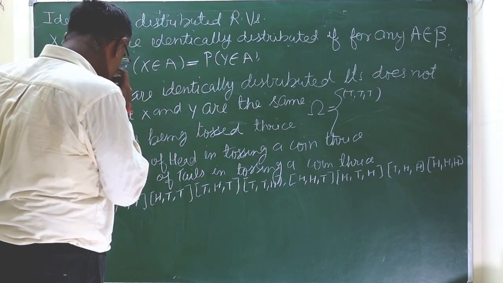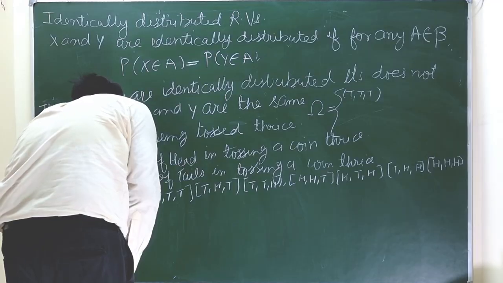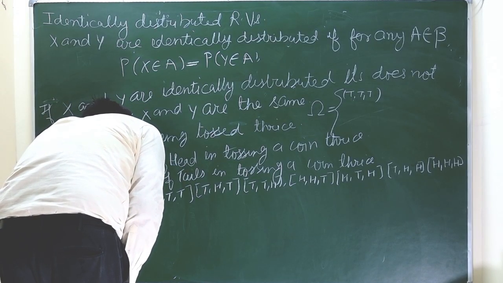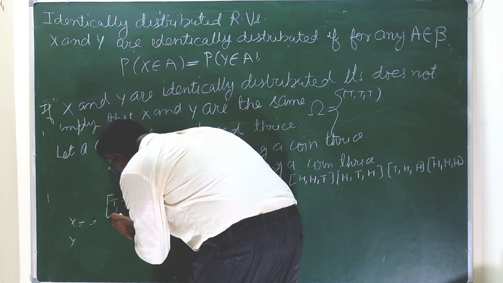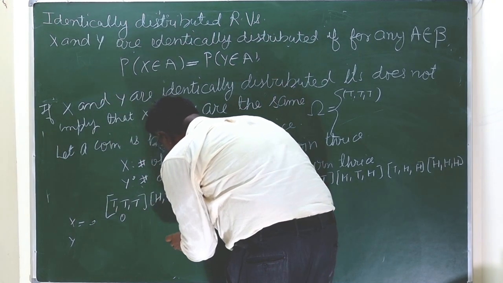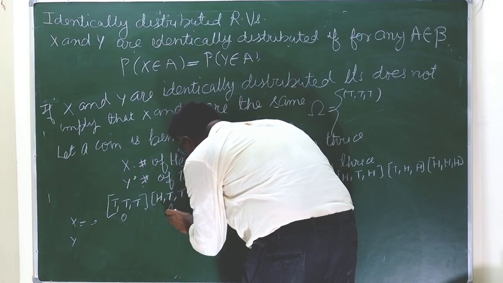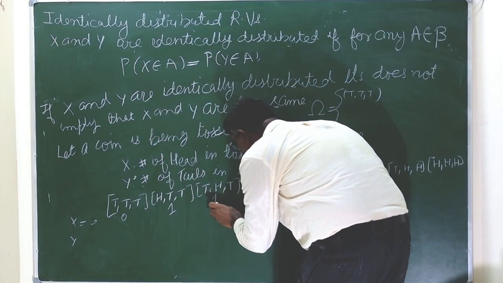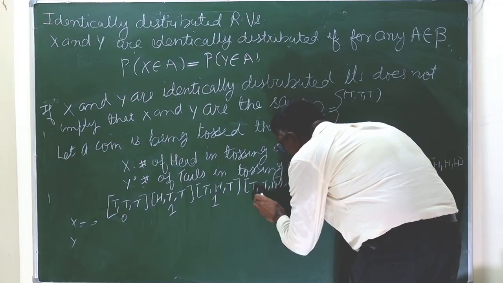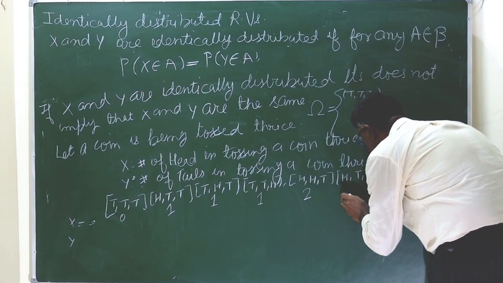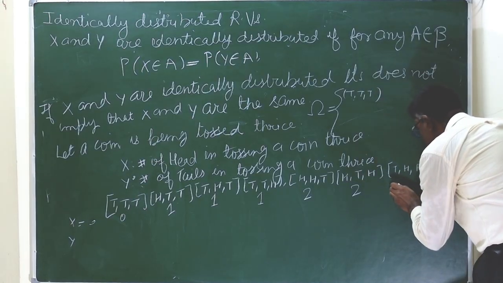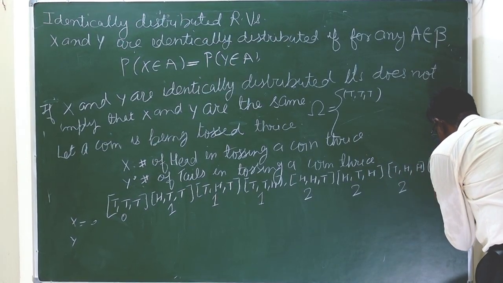So what will be the probability that x is equal to 0? Here the value of x is 0. Here the value of x is 1. Here also x has the value 1. Here also x is having the value 1. Here x is having the value 2. Here also 2, here also 2. And here x is having the value 3.